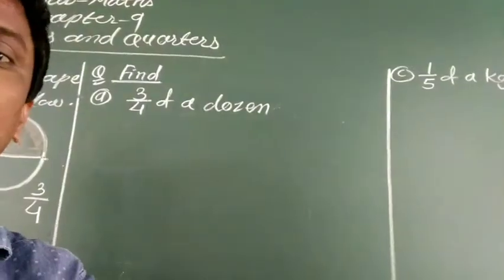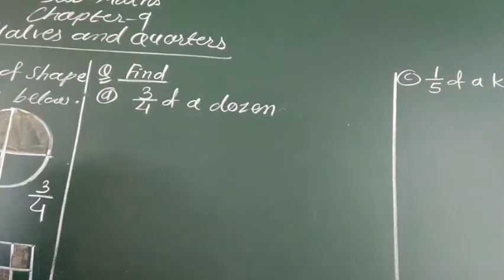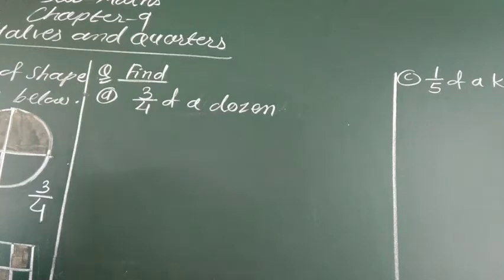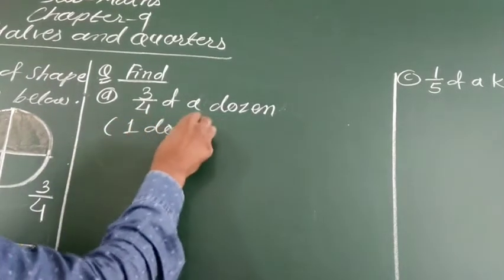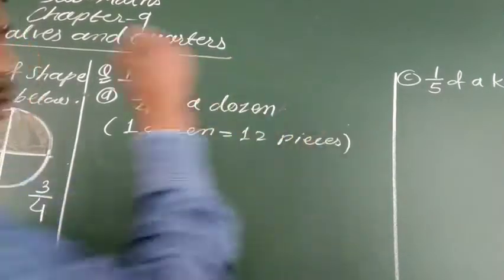Here, find out 3 by 4 of a dozen. Now we have to find out what 3 by 4 of a dozen is. First of all, you should know what is meant by dozen. See, 1 dozen is equal to 12 pieces.